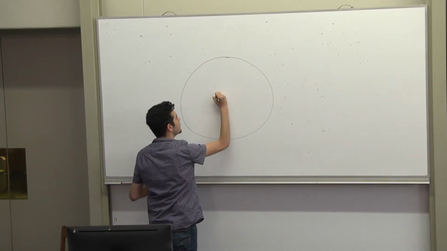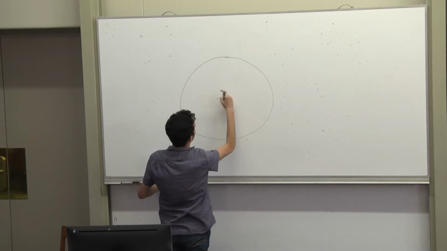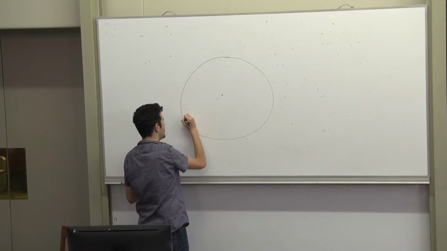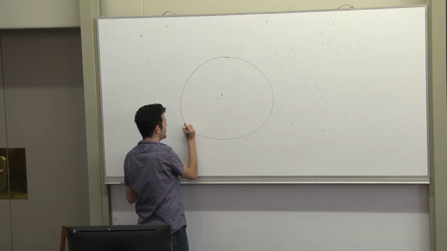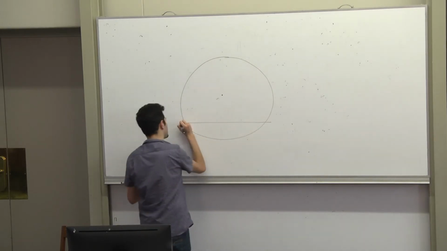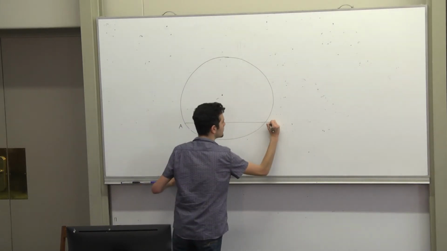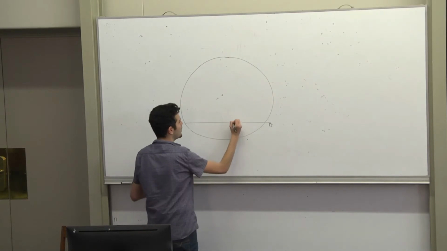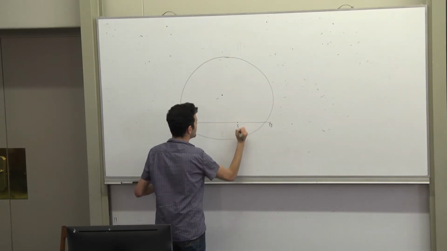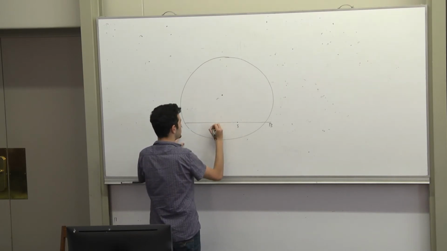And then we have the center O. Okay. And we have a chord, which is longer than the radius. Okay. There, AB. And we have a point S on the chord such that AS is equal to R.